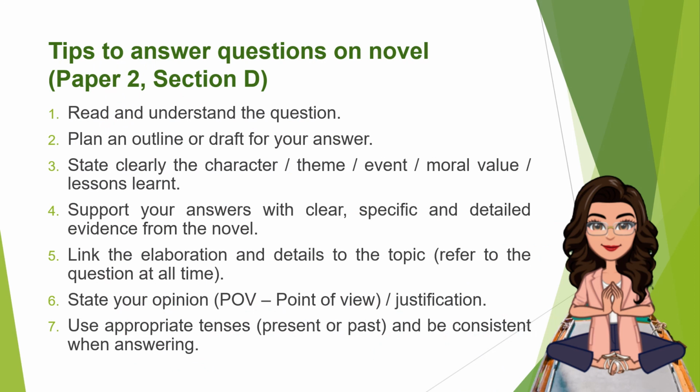Okay, now let's look at some tips on how to answer questions on novel for your paper 2 section D. Now, when you get your question, the first thing that you need to do is to read and understand the question. Okay, you have to know what the question is asking you to answer. Alright, then you have to plan an outline or a draft for your answer. Now, this step is a very important step. I always advise my students to plan before they answer. Okay, your outline can be a simple outline with just some bullet points, or it can be a detailed outline with some examples or some ideas on how you're going to answer the question. All right, but it's important for you to plan before you answer.